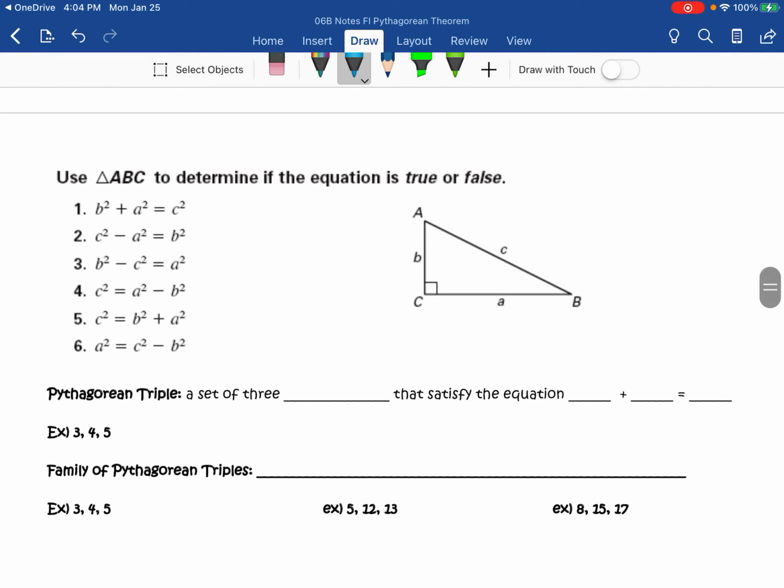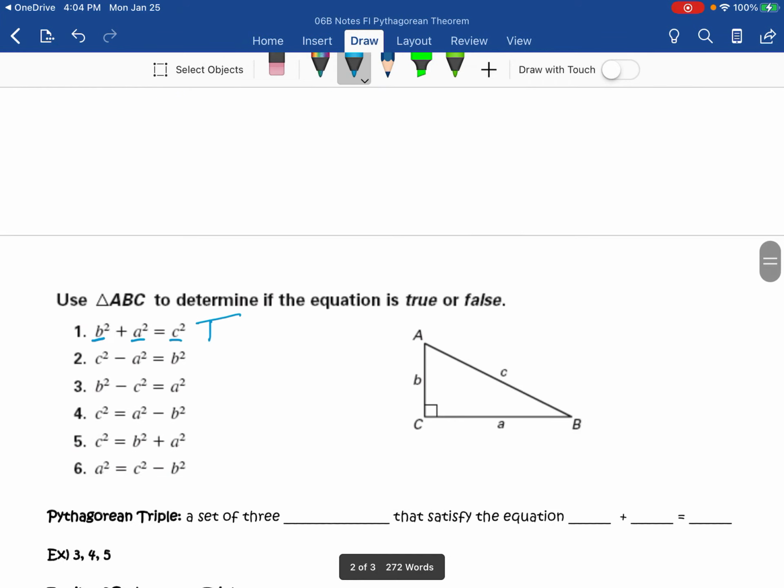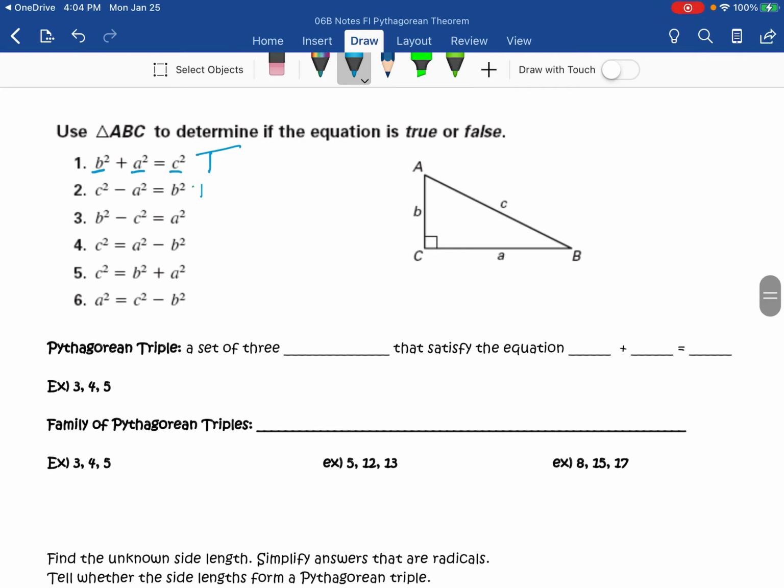So first thing, we determine whether these are true or false. If a squared plus b squared equals c squared, is b squared plus a squared equal to c squared? Yeah, because those are just legs. So I know that this is actually going to be true. If I take c squared and I subtract a squared, is that equal to b squared? So the next one is also true.